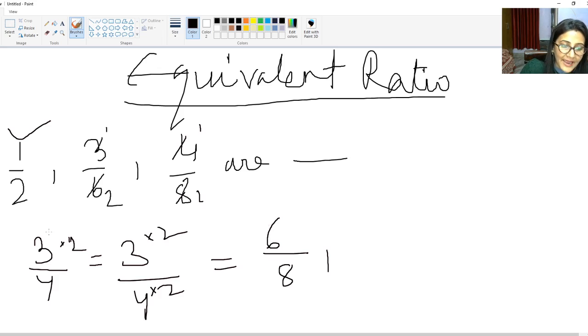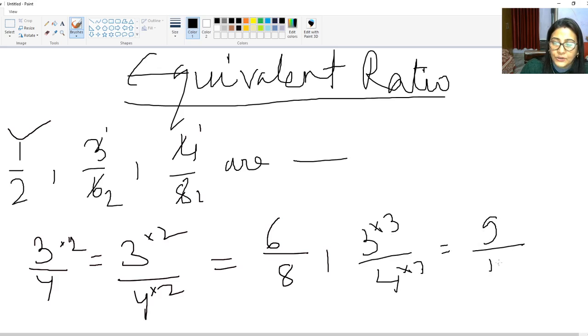Again by multiplying with 3, 3 into 3, and here 4 into 3, the next equivalent will be 9 by 12. So after 3 by 4, 6 by 8, then 9 by 12. These are the next two equivalent numbers of 3 by 4.